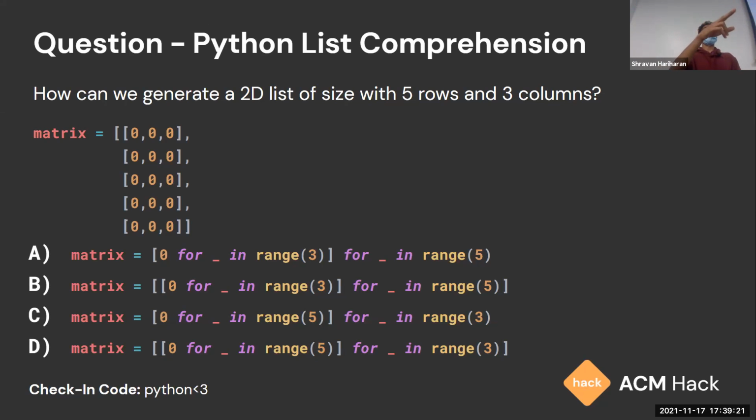And the other two ones would create, well, C would be a syntax error again, and D would create a list of 3 by 5 instead of 5 by 3 because we generate the 5 elements first and then do that 3 times. That would be a list of 3 by 5. So yes, the answer is B. Very good.